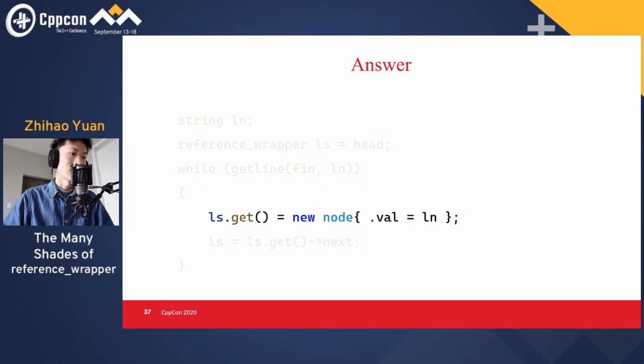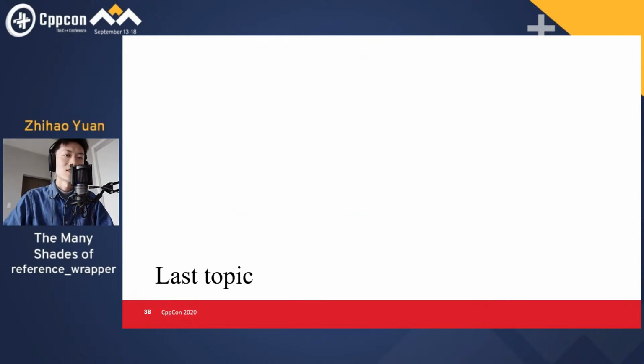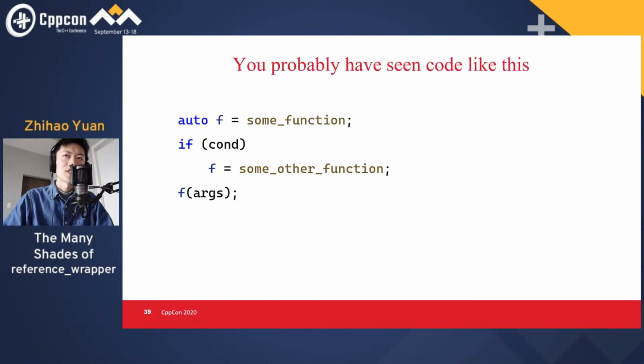Okay, let's go back to the talk. Last topic. You probably have seen code like this. Function pointers. We start with creating function pointers from some function, and in some condition, we can assign a different function to the function pointer, and then achieve the effect of calling functions conditionally by calling the function pointer.